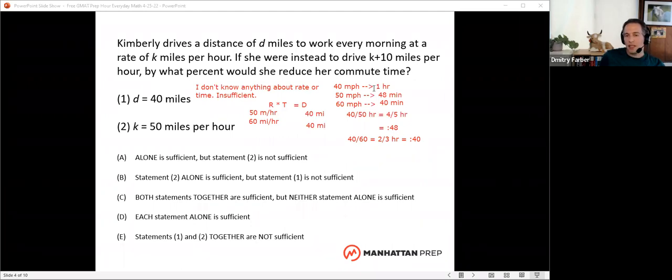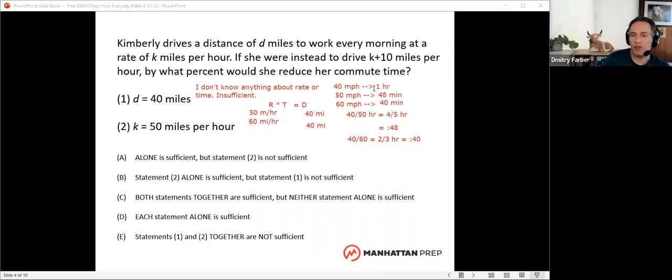As you get faster, the increase in speed is going to yield a smaller and smaller decrease in time. As you get slower, the increase in speed of 10 is going to have a larger and larger decrease in the amount of time you spend. It's going to make a bigger difference.